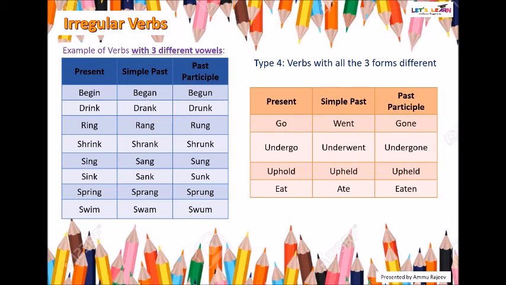And here is a table for irregular verbs with all the three forms different, that follows no patterns at all.